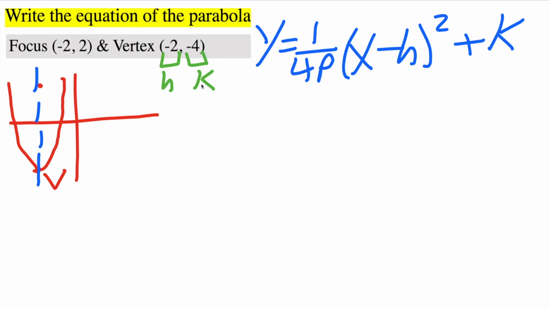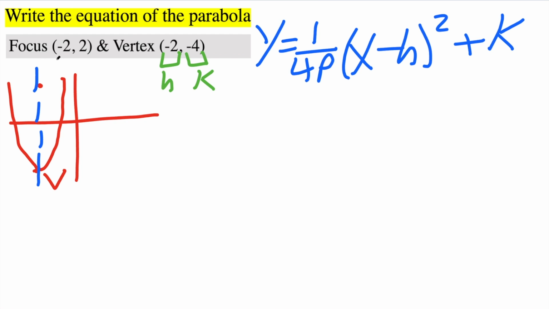Now we need to determine step 5, which is determine the p-value, and that's going to be the distance from the vertex to the focus. So we're going from here and we're going up. So the p-value will be positive because, again, we're going up. If we went down instead, it would have been negative.